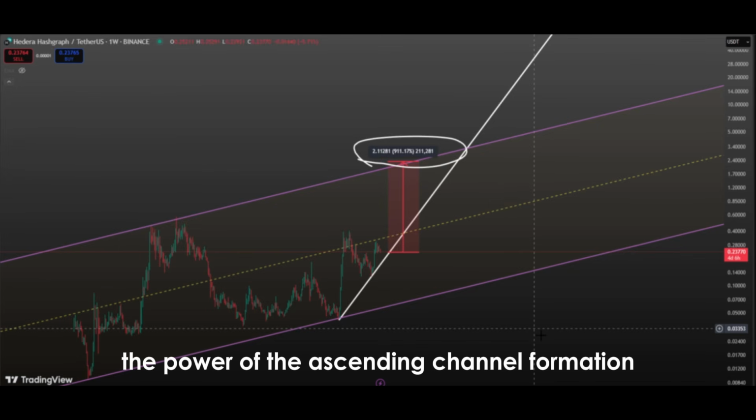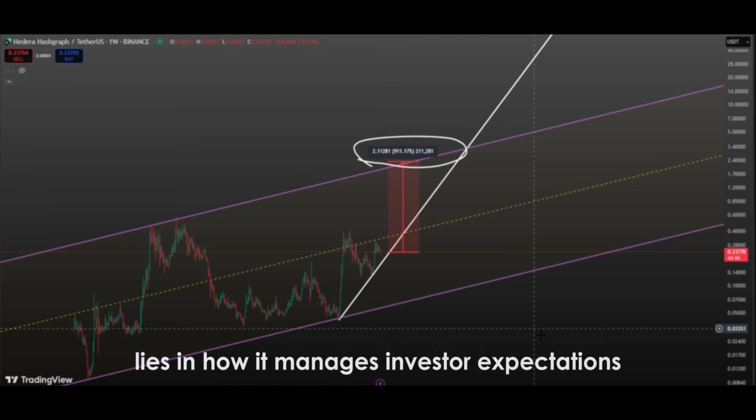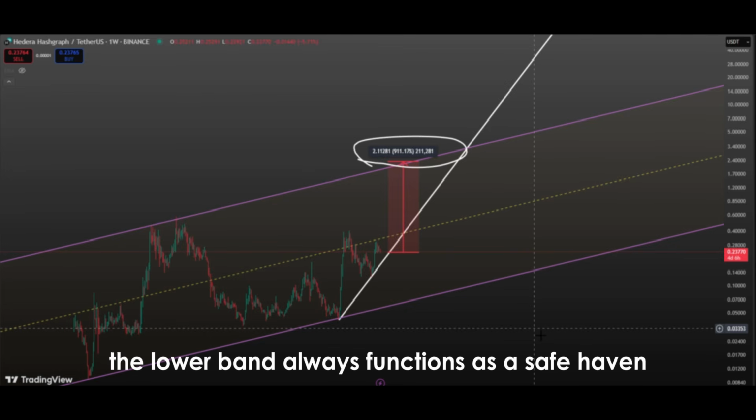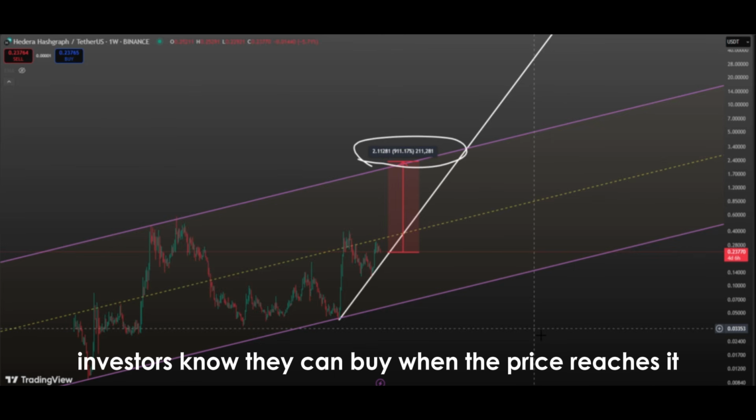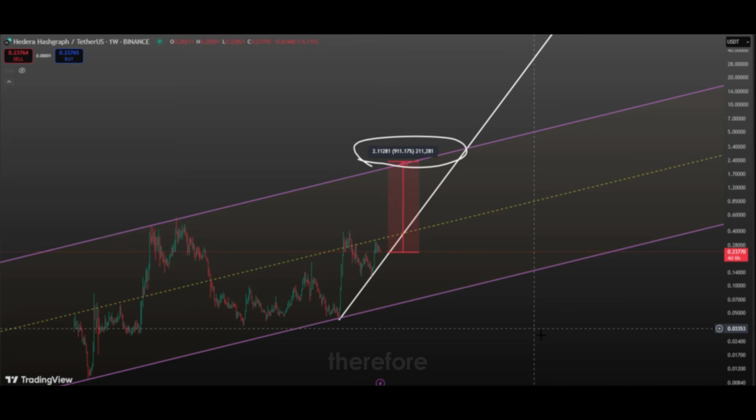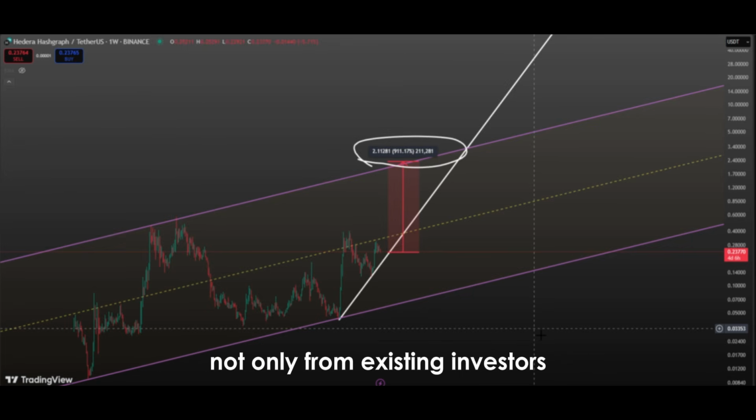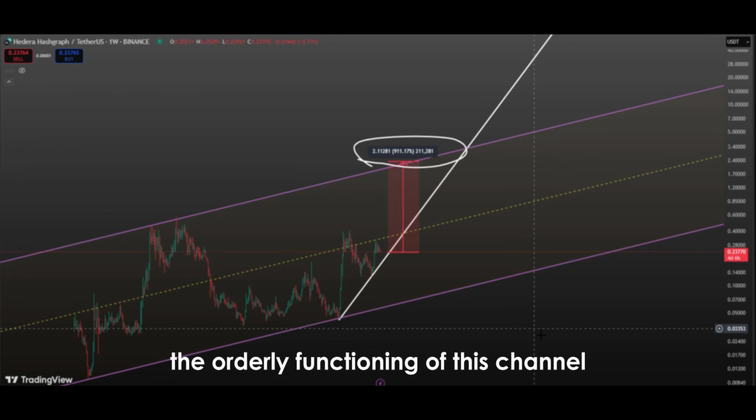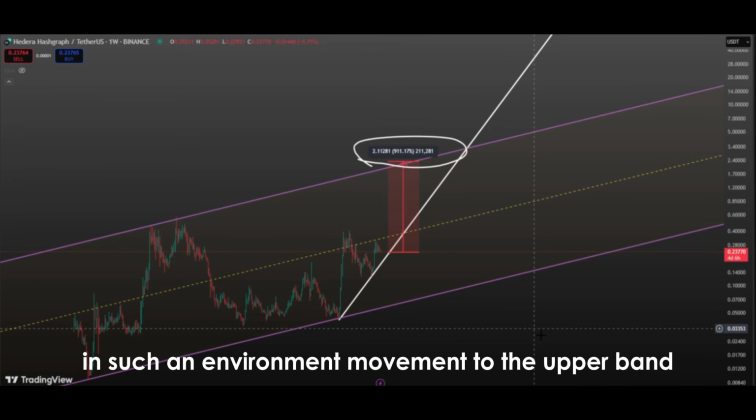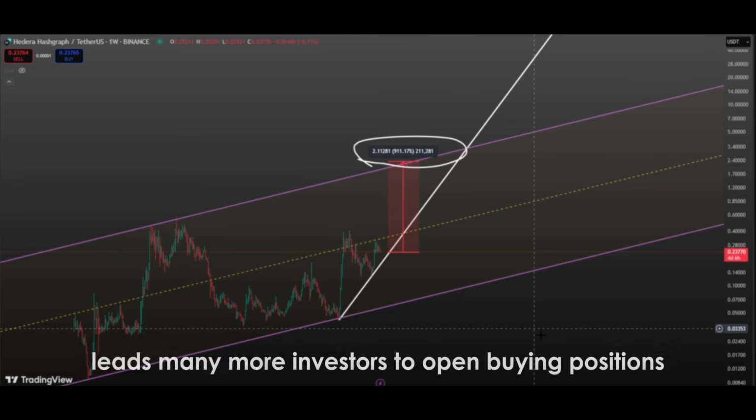The power of the ascending channel formation lies in how it manages investor expectations. The lower band always functions as a safe haven. Investors know they can buy when the price reaches it. Therefore, movement toward the upper band attracts attention not only from existing investors, but also from new entrants. Everyone recognizes the orderly functioning of this channel. In such an environment, movement to the upper band leads many more investors to open buying positions.